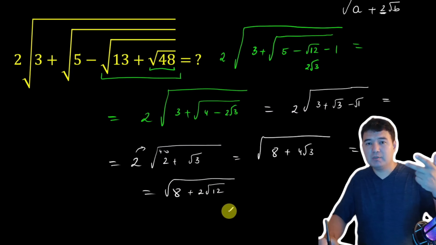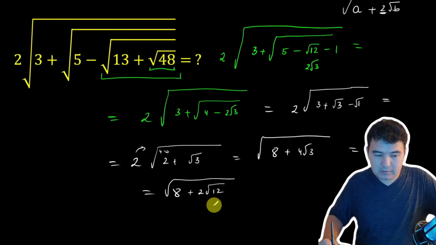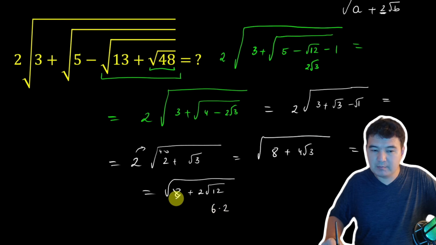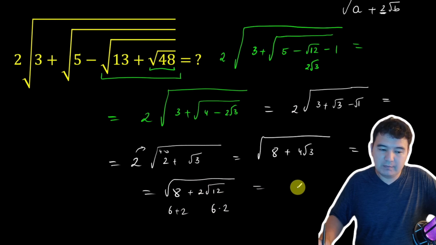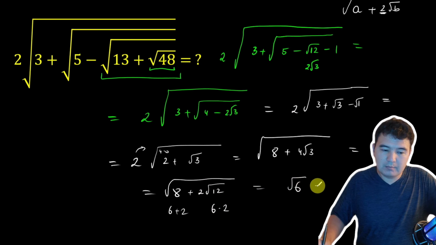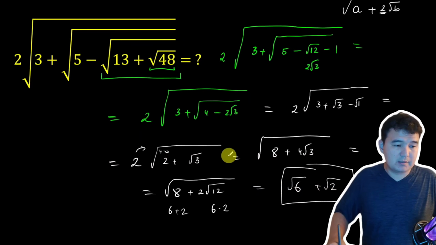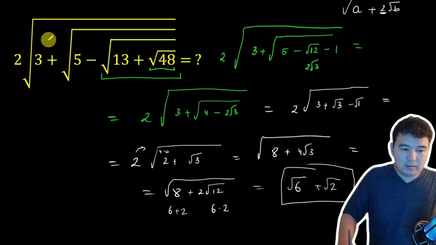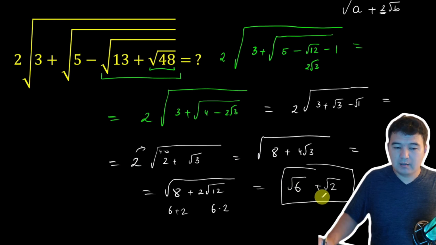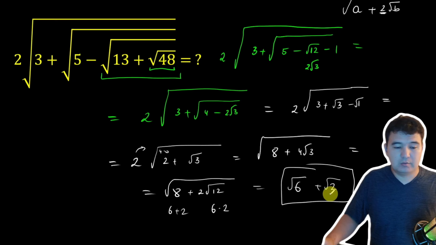Now think of two numbers whose product is 12. So that would be 6 and 2, and the sum is 8. So that's 6 plus 2. So this expression simplifies to root of 6 plus root of 2, a sum of two irrational numbers. So this is the simplest form of this expression. If you simplify this yellow expression, you will get root of 6 plus root of 2.